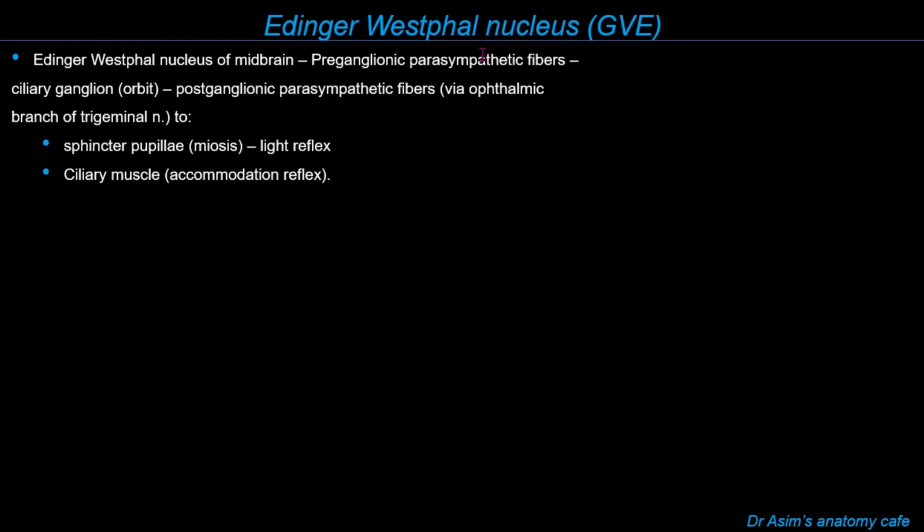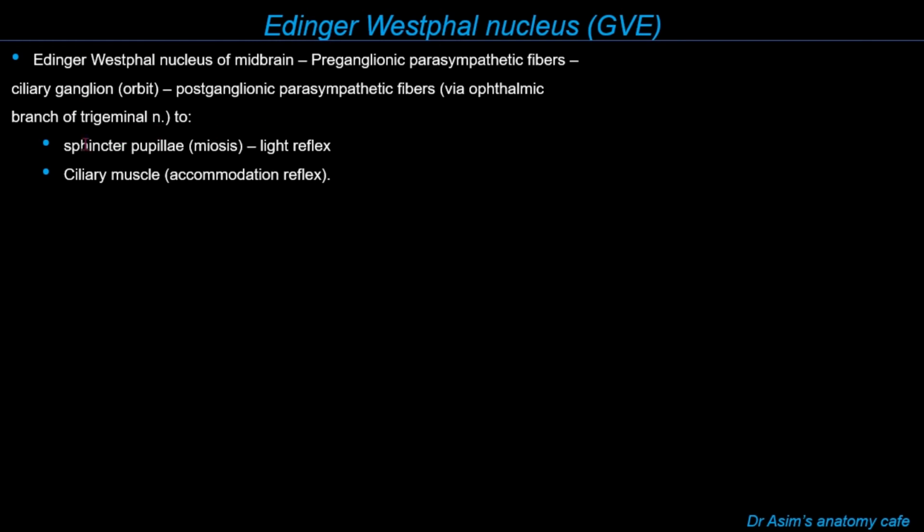And you probably know by now that the autonomic motor pathway is divided into a preganglionic segment and a postganglionic segment. The Edinger-Westphal nucleus gives rise to the preganglionic parasympathetic neurons, which synapse with the cell body of the postganglionic neurons inside the ciliary ganglion, which is situated inside the orbital cavity. The postganglionic neurons then innervate the ciliary muscle and the sphincter pupillae muscles of the iris.